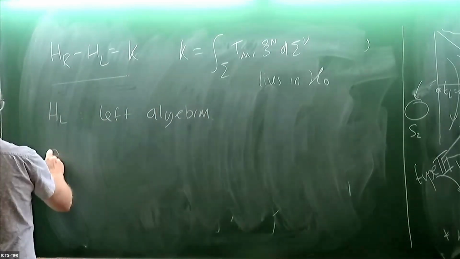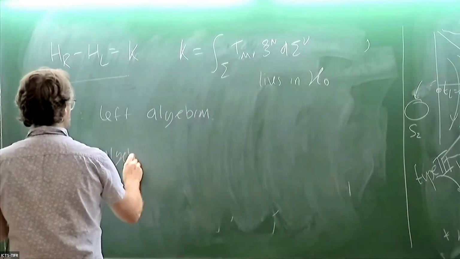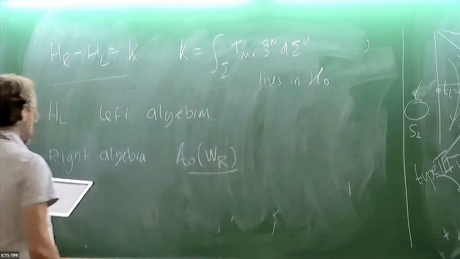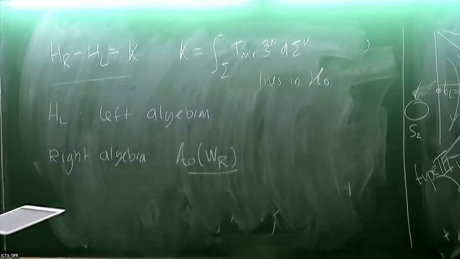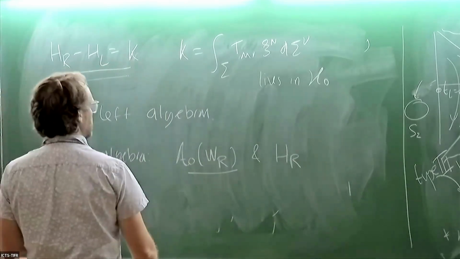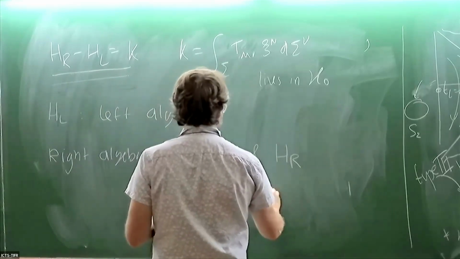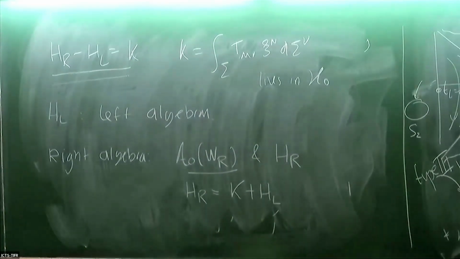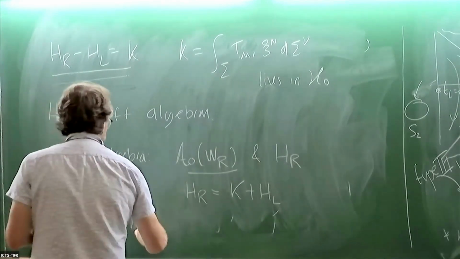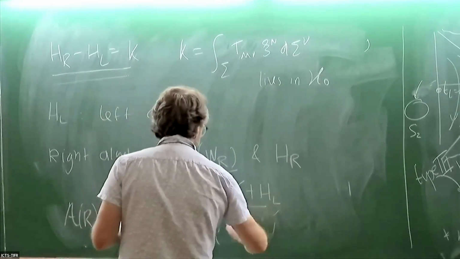The right algebra, I'm going to construct first. It's going to be constructed out of quantum fields on the right. So these are the quadratic fluctuations localized to the right. And the right Hamiltonian, if I look at this constraint, is equal to just K plus H_left. Okay? So my algebra is going to be A of R, just quantum fields in the right wedge, times functions of this combination, K plus H_L.